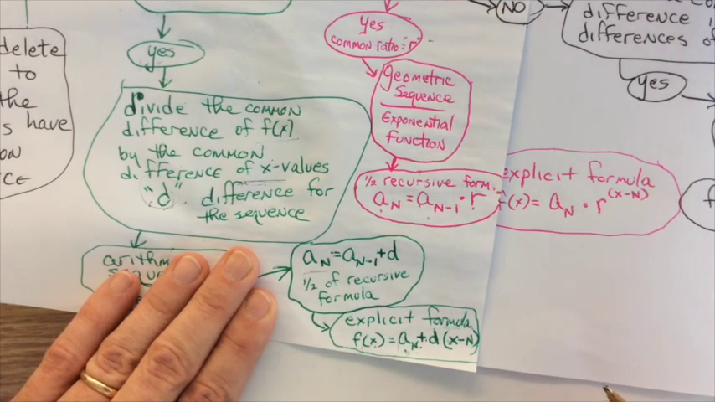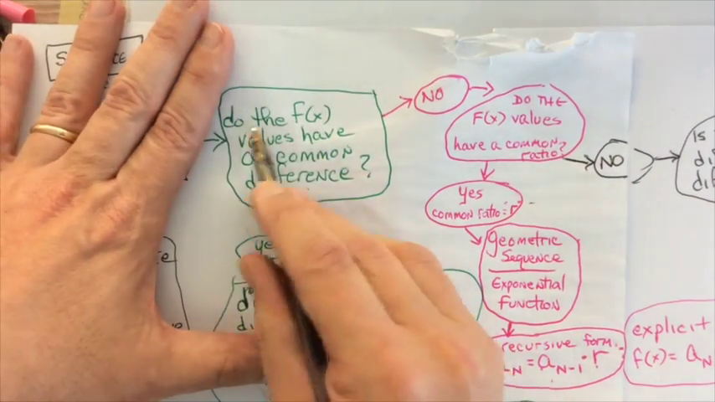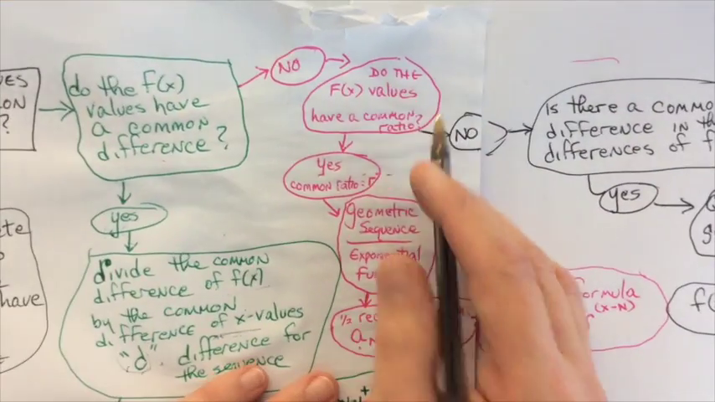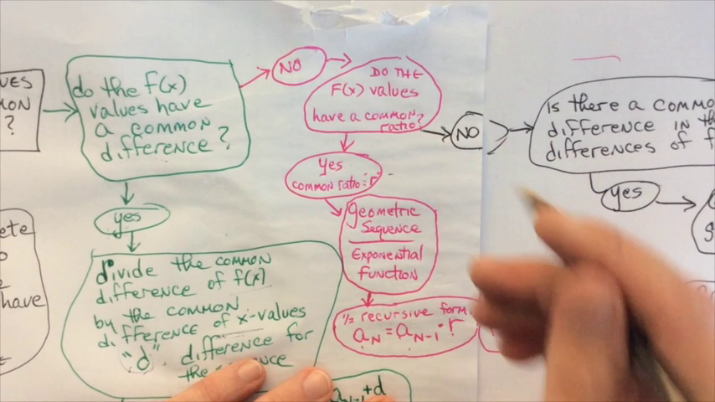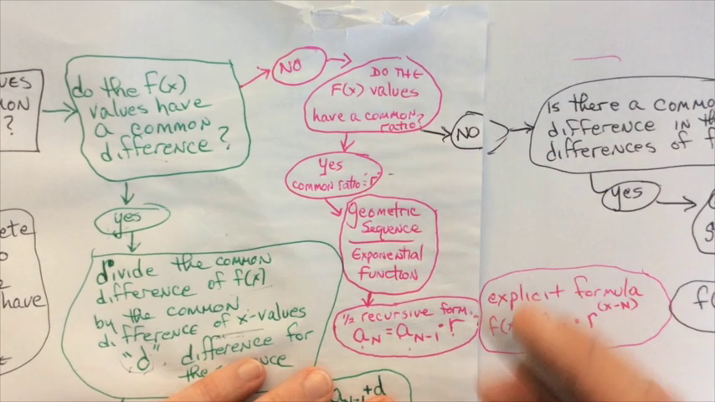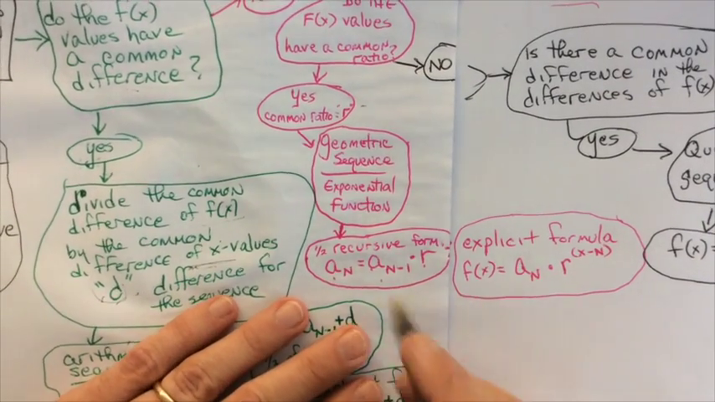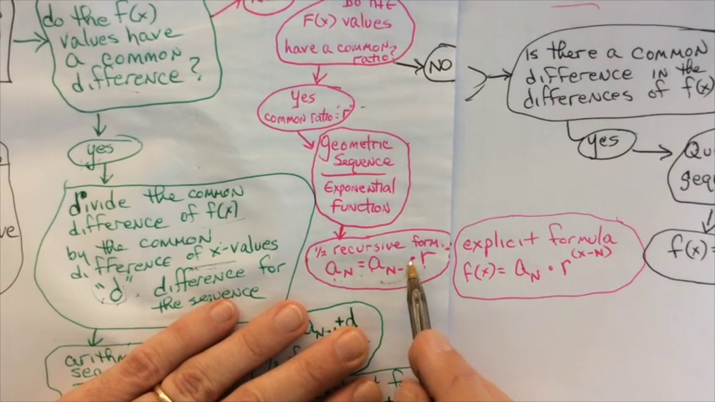Okay. On the other hand, if you come back here and it says, do the f of x values have a common difference? And the answer is no. The next thing you want to check is, well, okay, do they have a common ratio? Is there something that when you multiply each of the terms, you get the next term? Is there something that you can do so that it looks like this? In order to get the next term, you take the term that came before it and multiply it by the ratio.